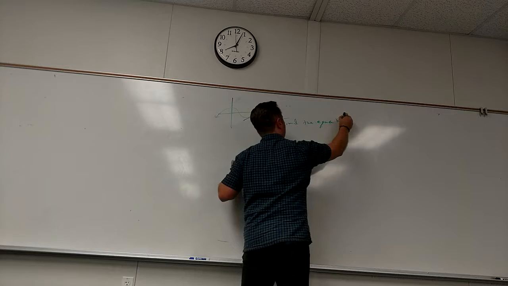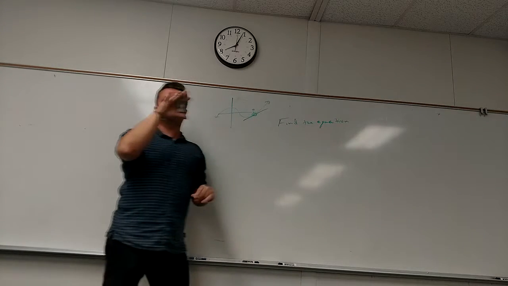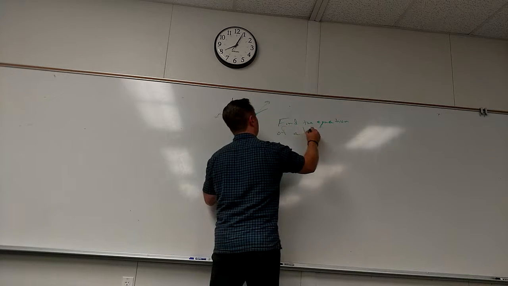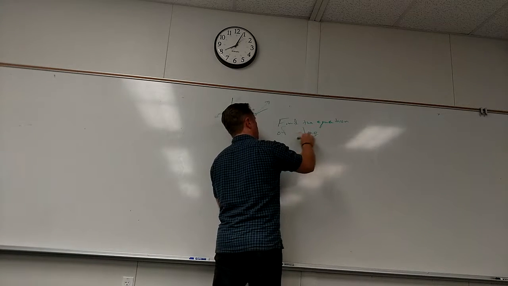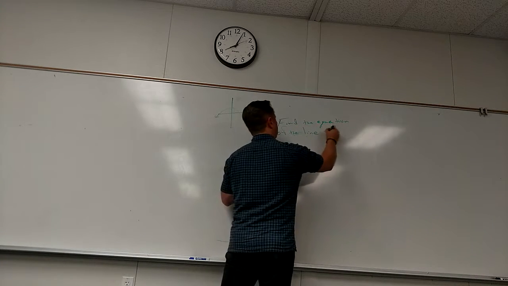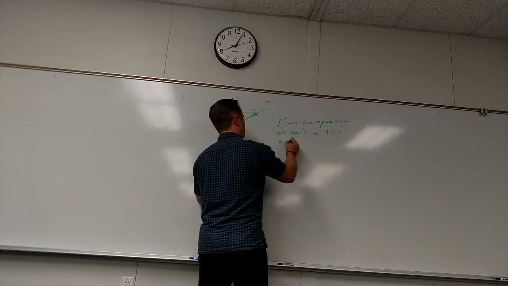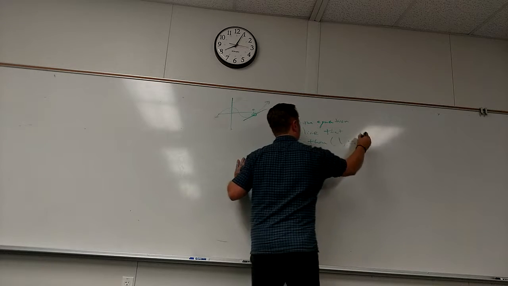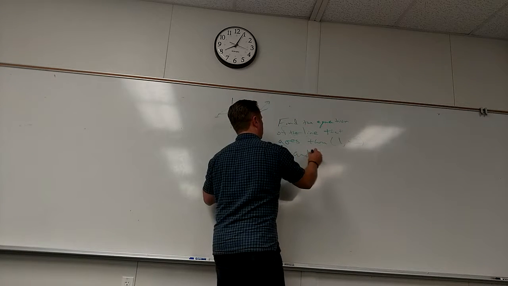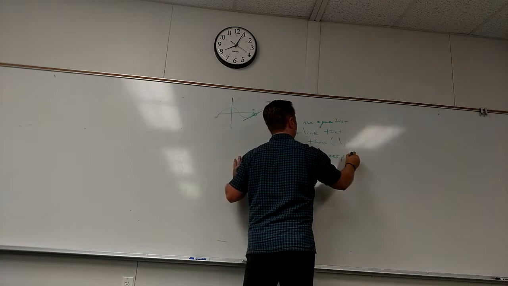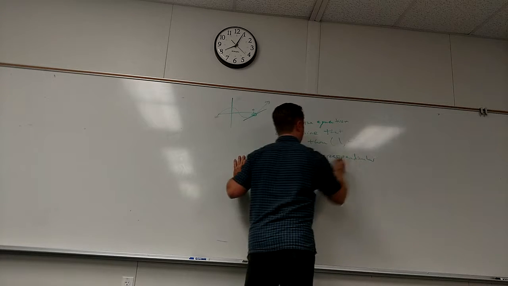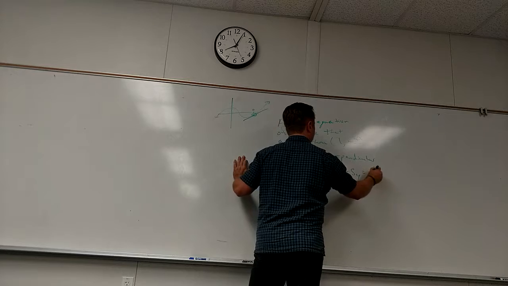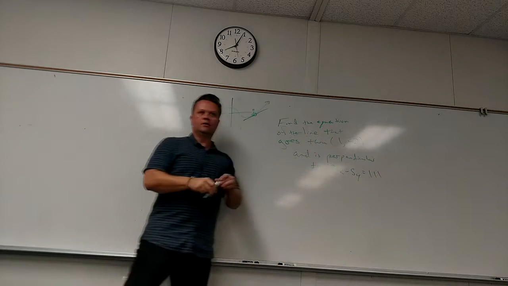So let's go back in time and remember how to just find the equation of a line. Let's make sure we can all still do that. Find the line that goes through (1, -2) and is perpendicular to 2x minus 5y equals 111. Do it.